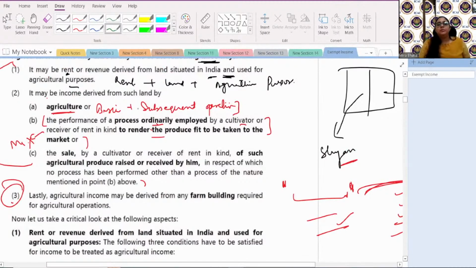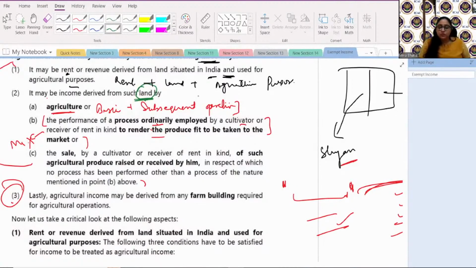So it may be income derived from such land. First word was such land से income हो रहा है of agriculture, or from the performance of the ordinary process necessary to be employed by the cultivator or receiver of rent to render the produce fit to the market, or from the sale of such particular produce. Now यहाँ पे एक word again and again use हो रहा है, the land. The land is very important. There should be a land from which you are doing all this process, because ultimately agriculture is done on land.